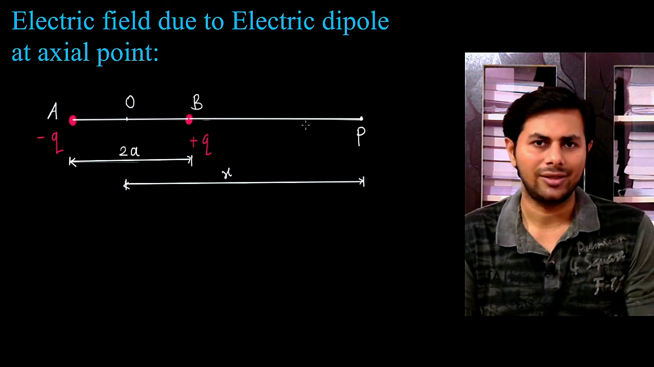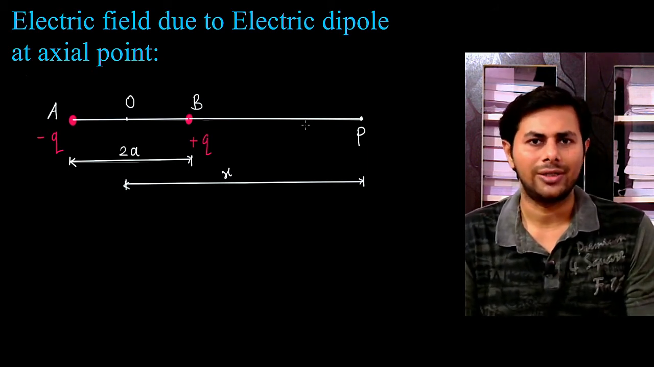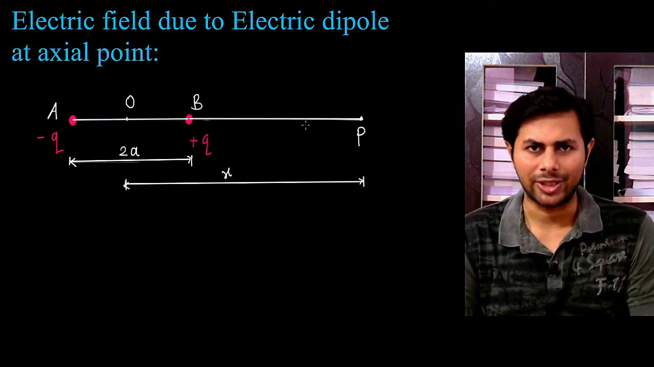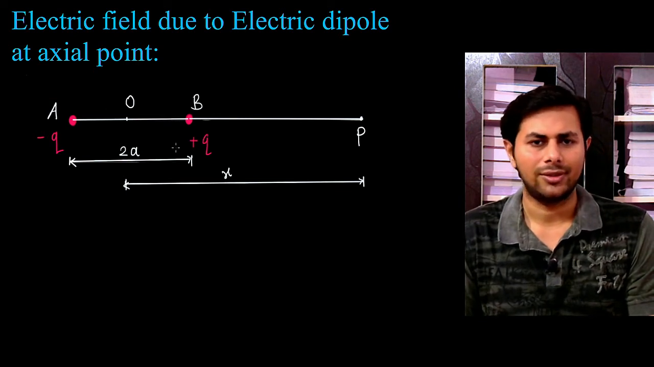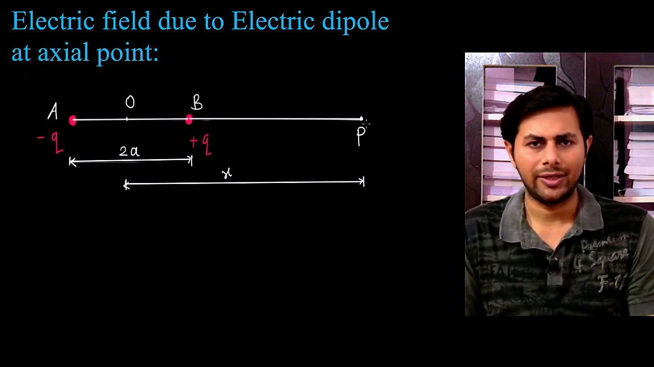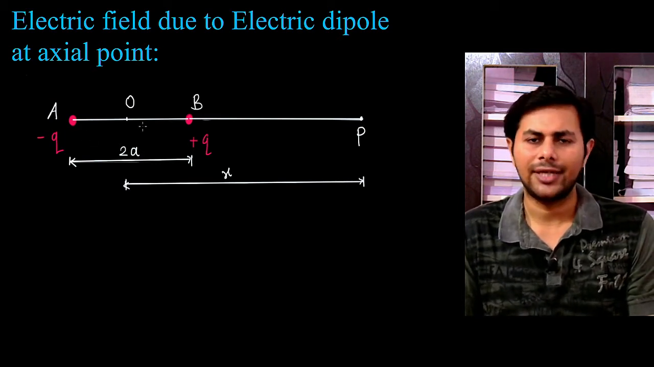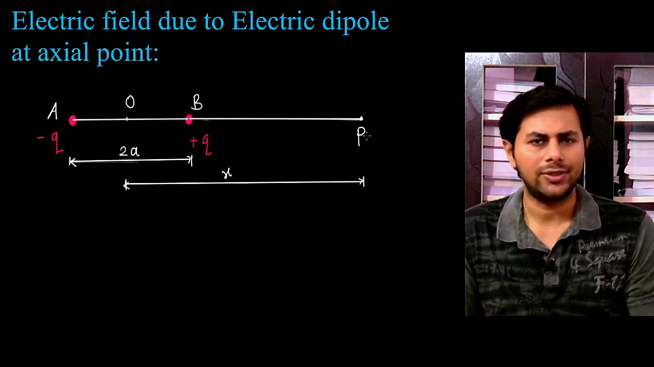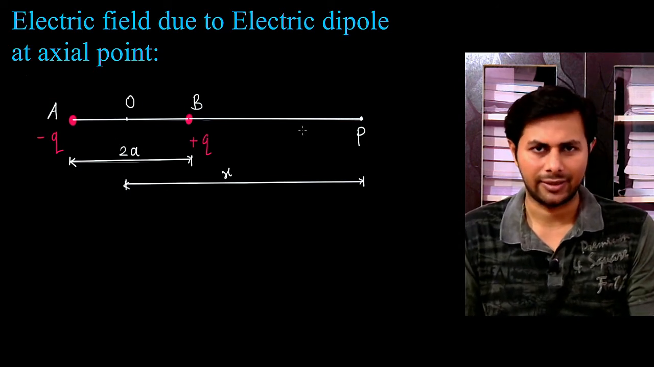Hi friends, in this video we are going to derive an expression for the electric field due to an electric dipole at an axial point. So let's suppose we have this dipole and the point P is a point on its axis. In this dipole, the distance between negative and positive charge is 2a, and let's suppose the distance of point P from the center of the dipole is x.